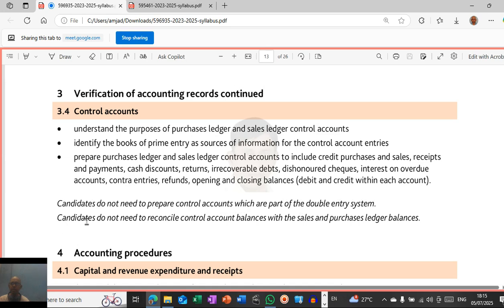So candidates do not need to prepare control accounts which are part of the double entry system. Candidates do not need to reconcile control account balances with the sales and purchase ledger. So this we will be learning in A level, particularly AS level. As of now, in IGCSE, you don't have to learn all these things. This particular part is not there for you now.